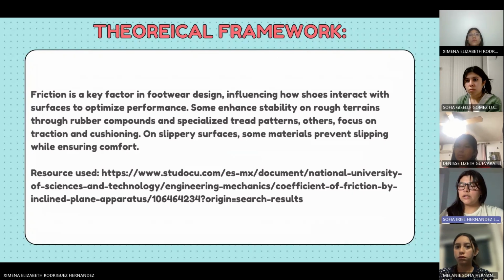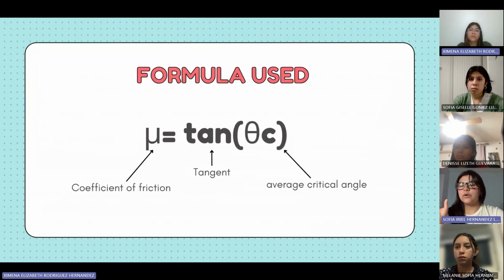Some materials, as already mentioned, prevent slipping, but some others focus mainly on comfort and are designed for daily use instead of for rain. Displayed will be the resource we used to find out the coefficient of friction. The formula we used is coefficient of friction equals the tangent of the average critical angle.